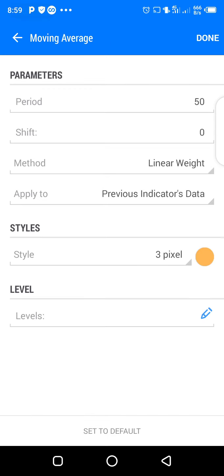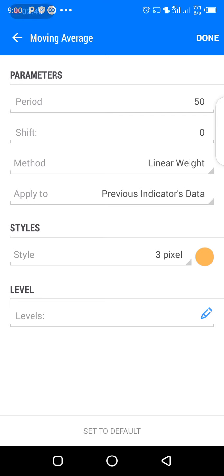You go back again, still on your main chart, and you take another moving average. This time around it will be 50, shift 0, method linear weighted, applied to previous indicator's data. All right, and the style is 3 pixel, and the color there is golden egg.